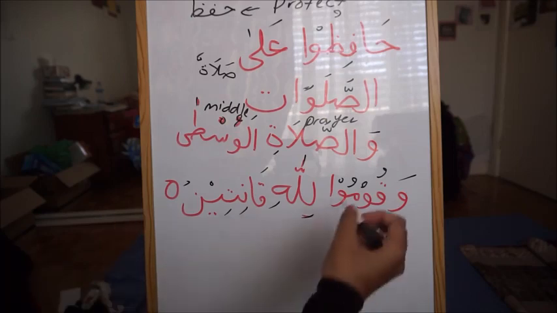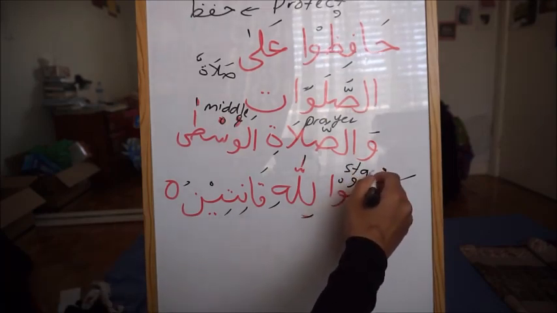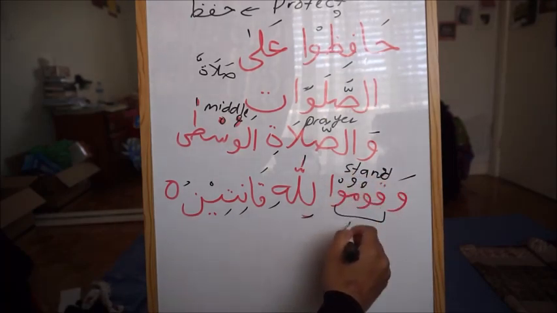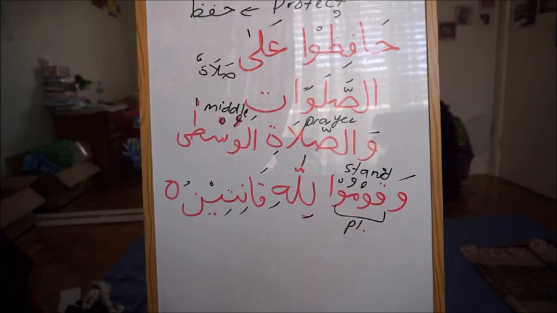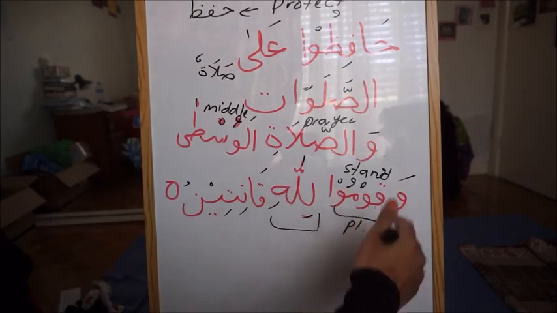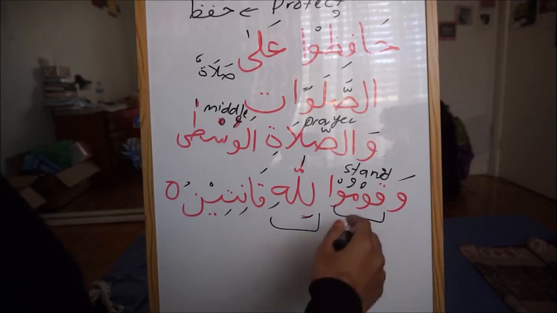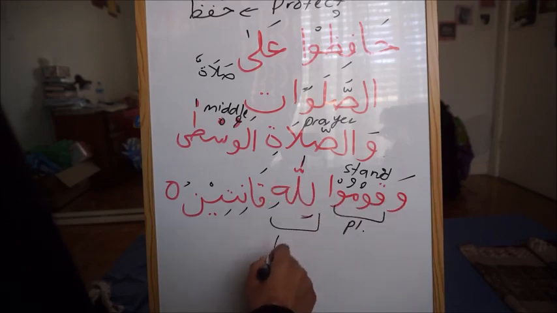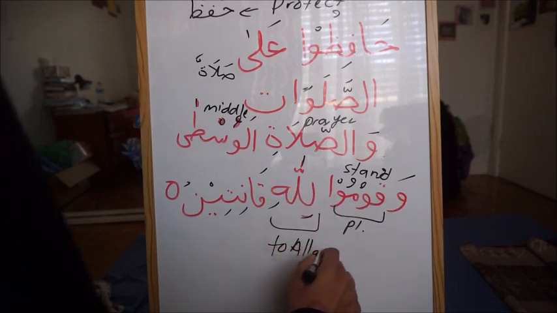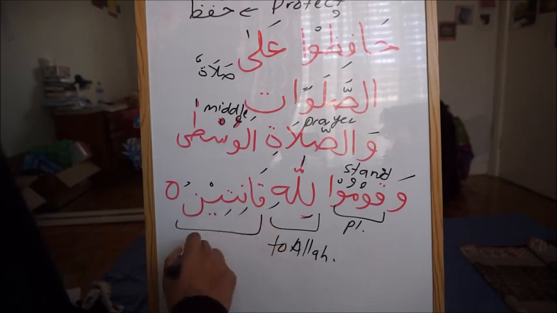Wa qumu, qumu means to stand, and this is in a plural form. It's stand, and it's a commanding verb. Okay, so you should stand. Lillahi, to Allah. Qanitin means in devotion.